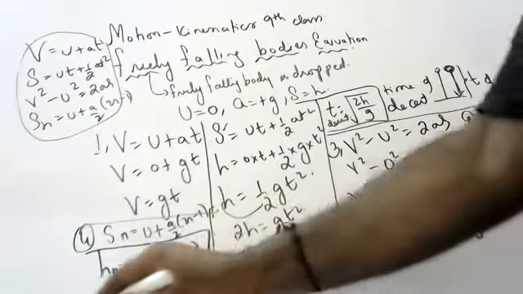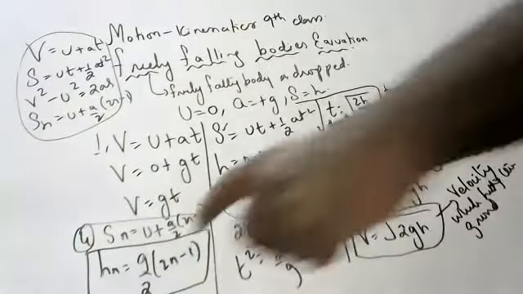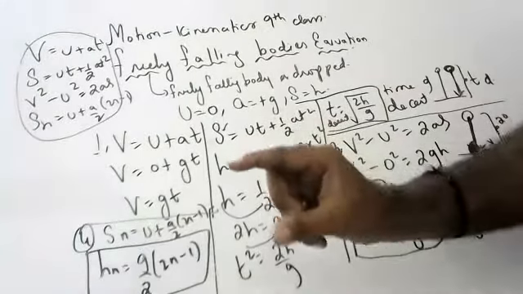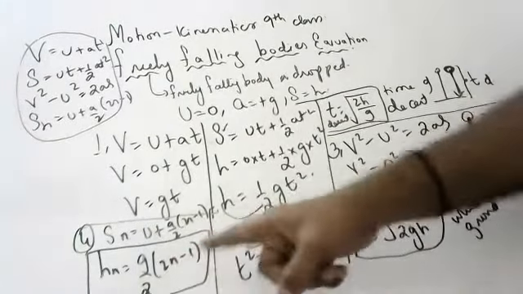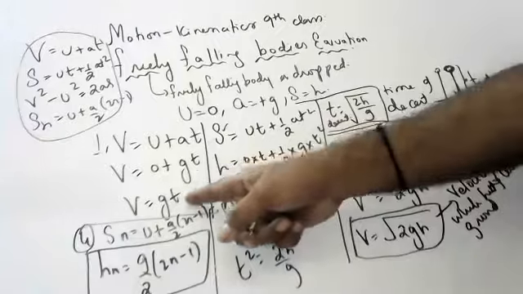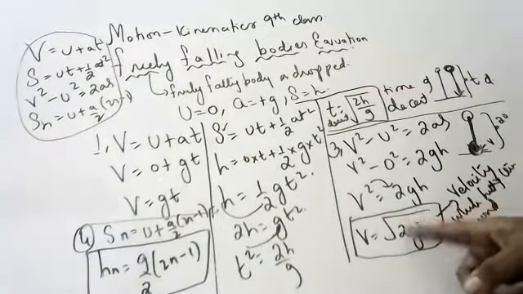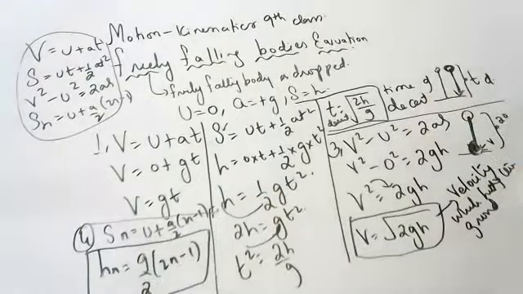g by 2 into 2n minus 1. This is the distance traveled by a freely falling body in a particular second. So the first equation of motion is v is equal to gt. Second is t is equal to root of 2h by g. Third is v is equal to root 2gh. Fourth is hn is equal to g by 2 into 2n minus 1.